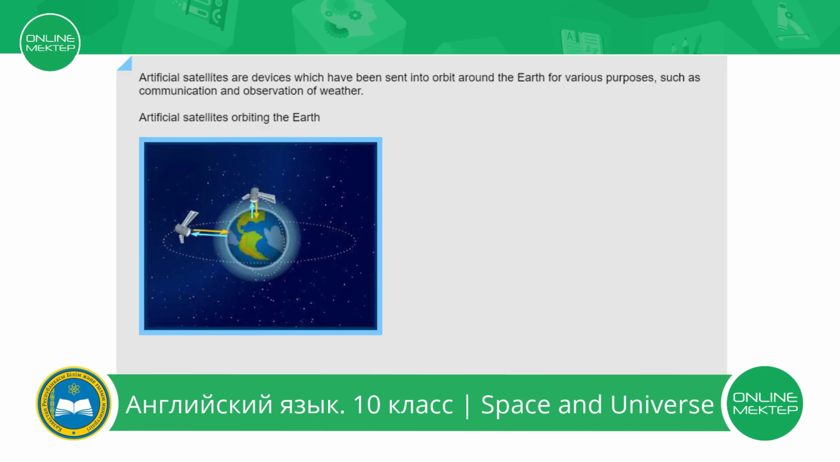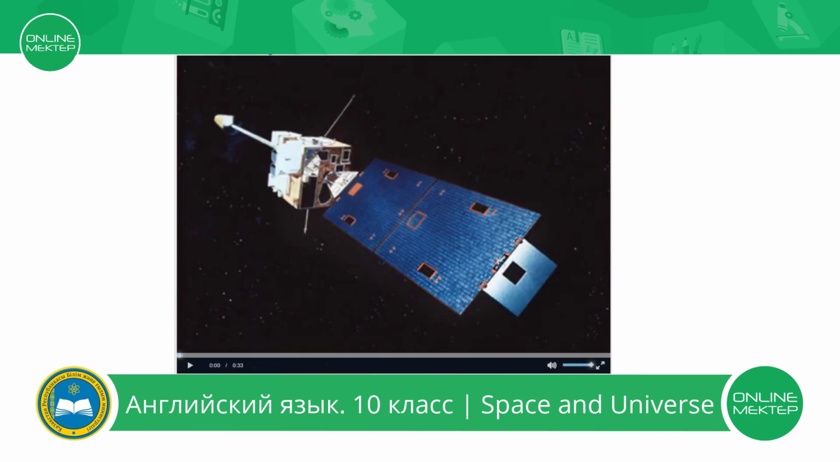So the Moon is the Earth's natural satellite. But there are also artificial satellites. What are they? Artificial satellites are devices which have been sent into orbit around the Earth for various purposes, such as communication and observation of weather. On the picture, you can see artificial satellites orbiting the Earth. Some artificial satellites collect information about the Earth's atmosphere, so the weather forecast can be made. Now, let's watch the video about weather satellite.